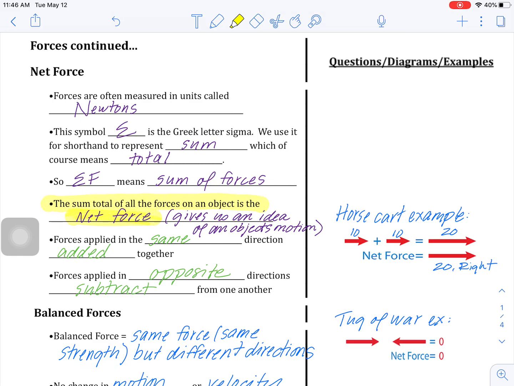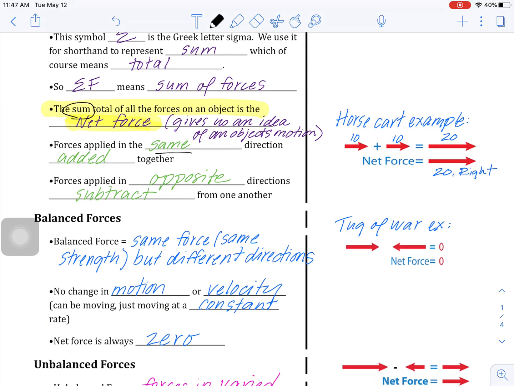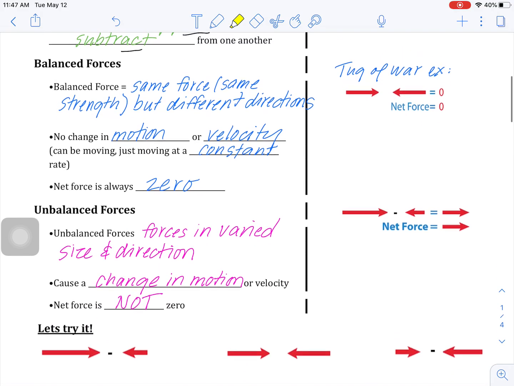Just a quick recap, net force we'll be calculating for, that's the sum total of all forces acting on an object. So we saw if forces are acting in the same direction, we're going to add them together, just like that horse cart example from the notes. If the forces are in opposite directions, we will subtract them from each other. And when we calculate net force, we're going to find that there's really two totals that we could get. We could either get a balanced force where everything equals out to 0, or we'll get an unbalanced force where things don't equal 0.